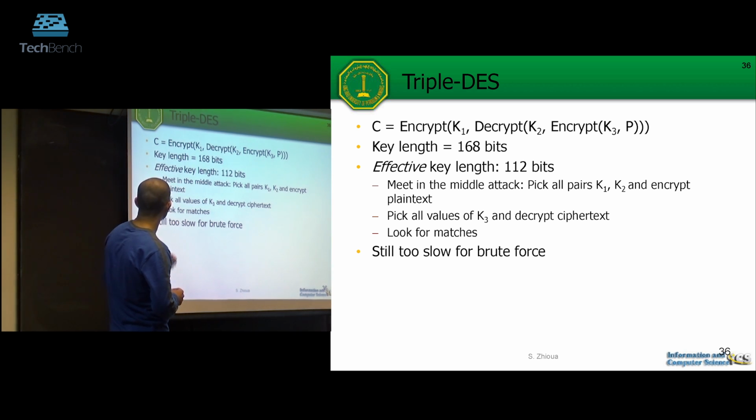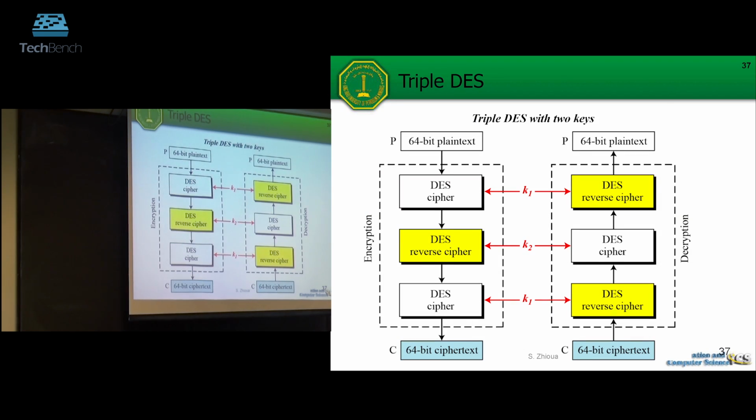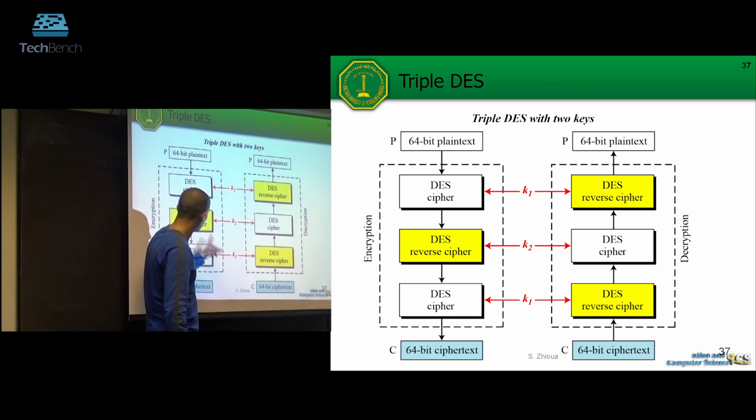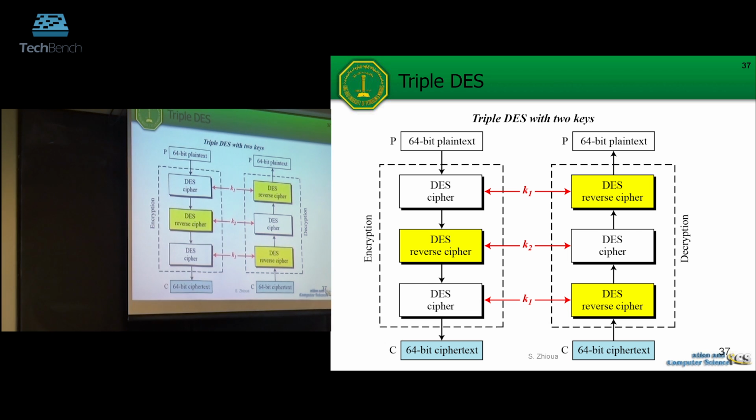There is an attack called the meet-in-the-middle attack for this, but still you need to guess the right key, and it is too slow for brute force. There are a couple of weaknesses, but it is quite secure. Brute forcing will take forever. But here I think there is a typo; I think this one is key 3. Again, another slide typo.